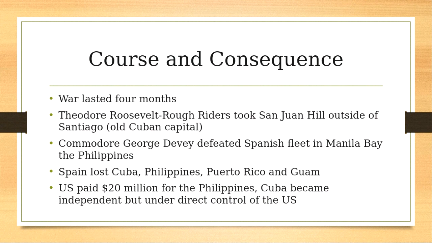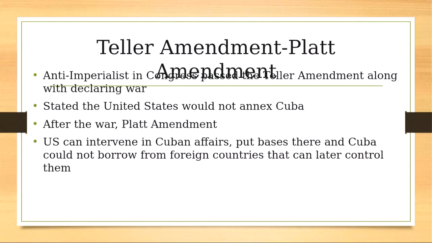Cuba became independent and under the direct control of the United States. Puerto Rico was also annexed by the U.S. So why Cuba and not Puerto Rico? Well, in Cuba, the Jose Marti phenomenon led to the Teller Amendment, which was made by anti-imperialists. They said, look, we're going to help Jose Marti, we're going to help Cuba become an independent country, and if we win this war, we're not going to take it over. Whereas the Platt Amendment, after the war, was really kind of the opposite.